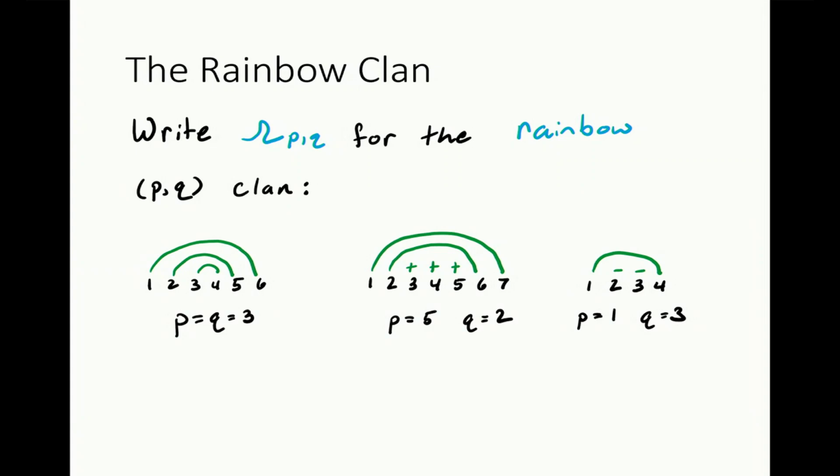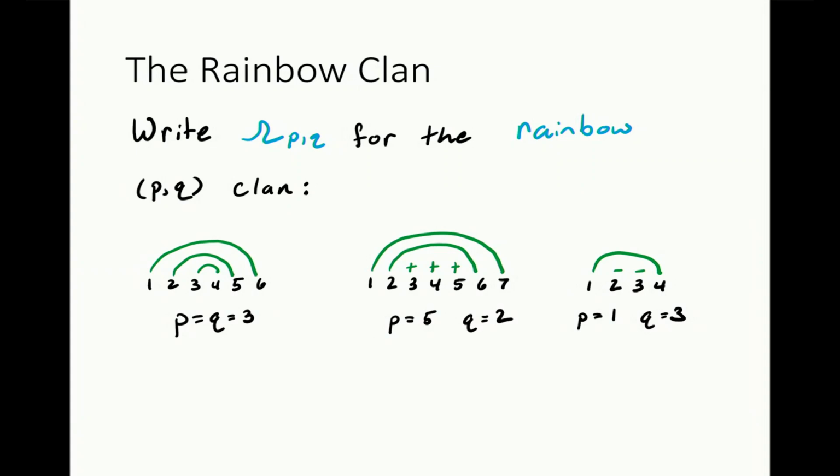For any P and Q, there's a unique rainbow clan, and I'll tell you in visuals what this is. The very middle of the clan is some consecutive sequence of signs that are all the same sign, governed by what P and Q are. Then surrounding that interval of signs, we have things matched up, and it literally looks like a rainbow. There are no crossings. It's not shifted in any weird way. It's just these things here.